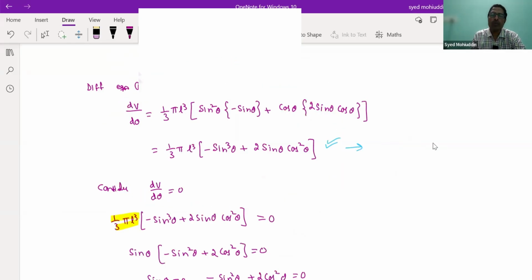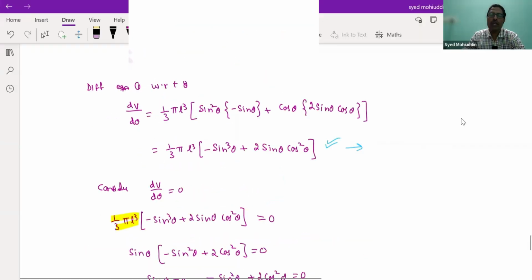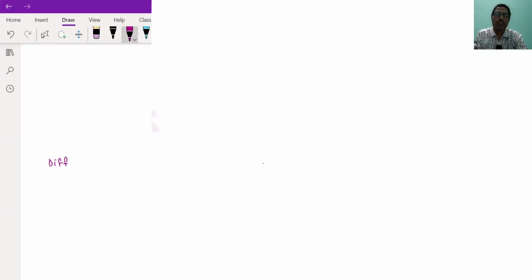Let me take the previous equation as 1. I'll take this as equation number 2. Differentiate equation number 2 with respect to theta. So I'll be getting d square v by d theta square equals, you try to differentiate that one.